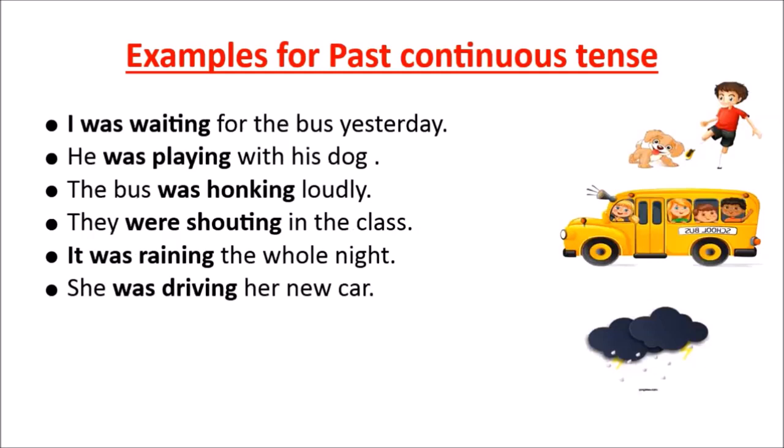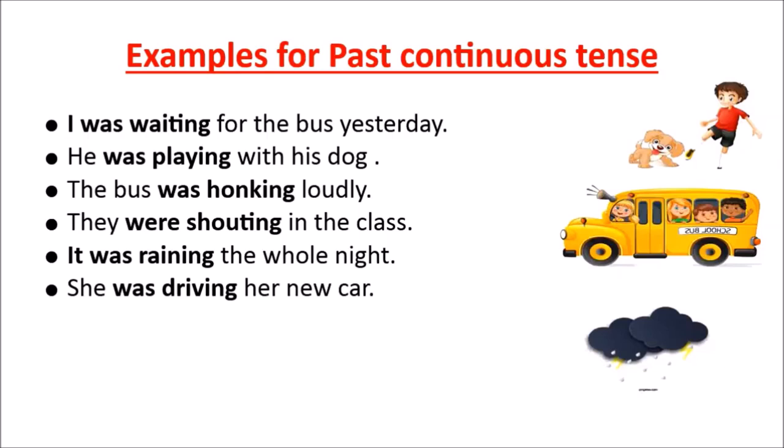Okay, now let's learn some examples for past continuous tense. I have given a list of examples. Now let's learn them. Okay, look at the first example. I was waiting for the bus yesterday. So was waiting here refers to some period of time in the past, to some point of time in the same past. So it was a continuous action. I was waiting for the bus, but for a short period of time yesterday. Okay, so that's what they are telling.